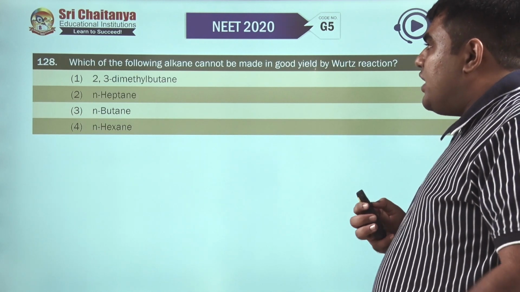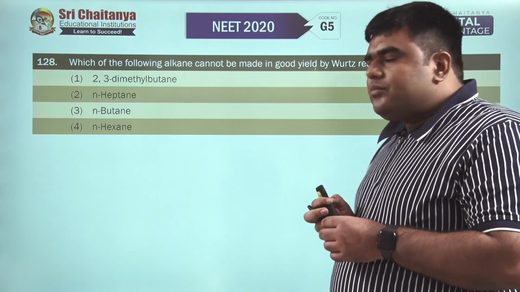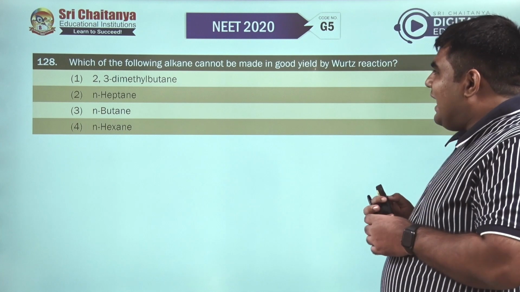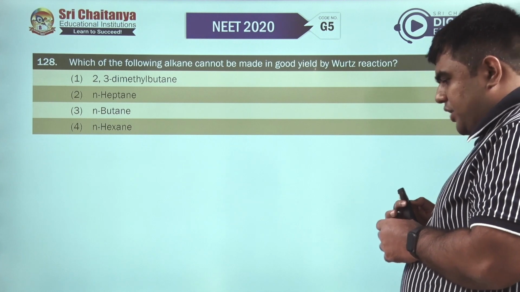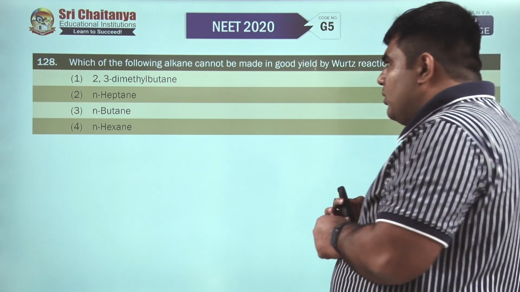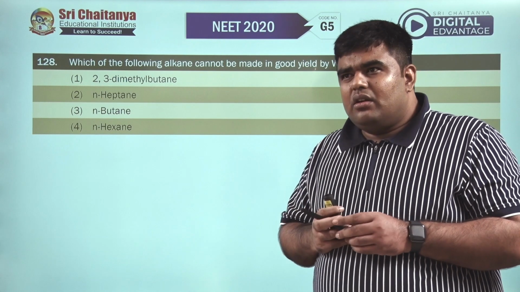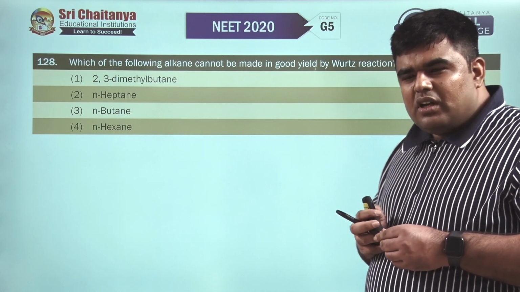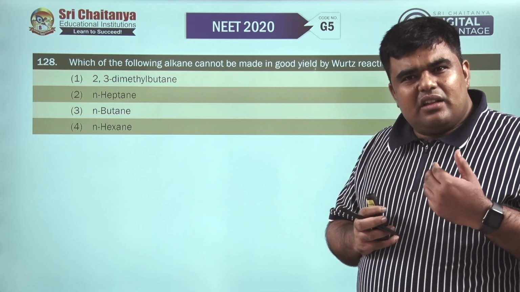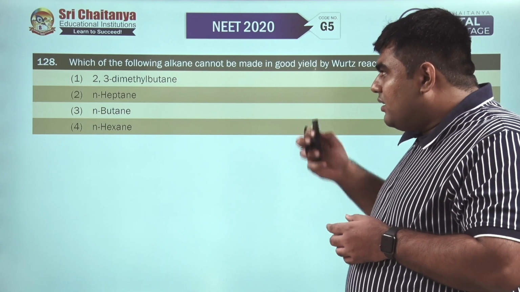Moving to question number 128. Which of the following alkanes cannot be made in good yield by Wurtz reaction? Now if you recall the Wurtz reaction, basically we get an even number of carbons in the chain. So an even number of carbons should be there in the chain of the alkane.